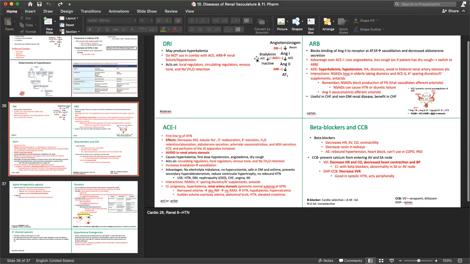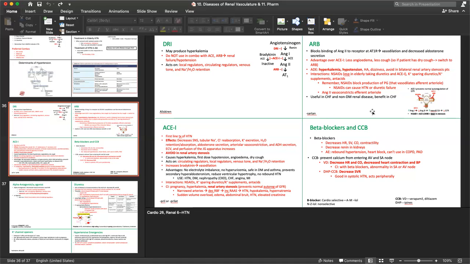Remember that ACE inhibitors inactivate our breakdown of bradykinin. So patients that start developing a cough, you're going to want to switch them to an ARB. And then patients that start developing swelling of their lips and their mouth, of course angioedema, we don't want to continue that either. So we switch them off of that.